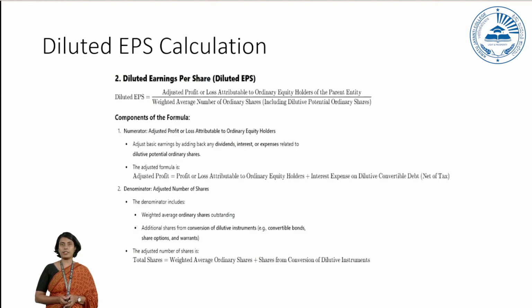Now, for diluted EPS, you have to consider the impact of potential convertible preference shares. Here, the components of the formula include adjusted profit, which is the profit after considering the convertible preference shares or any instruments, divided by the adjusted number of shares, that is, after adding the number of shares which may get converted in future. The numerator includes the net profit plus the interest that would not be paid if those shares or instruments are converted.